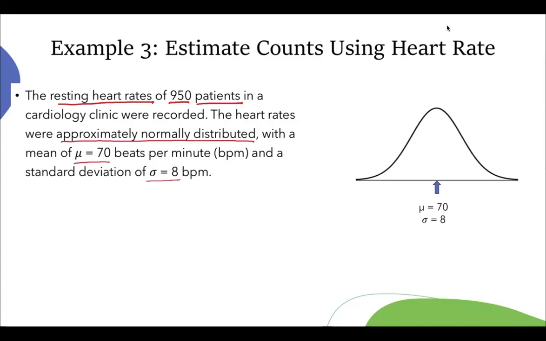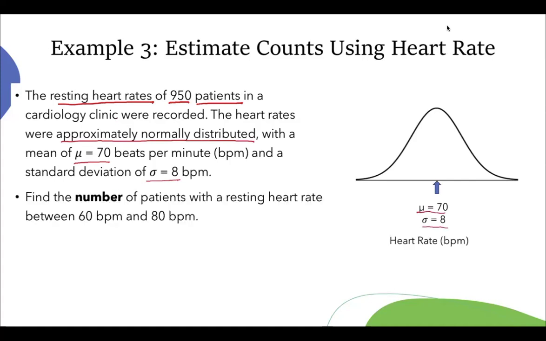In the center, we have 70 for the mean. Standard deviation is 8. Find the count, or find the number of patients with a resting heart rate between 60 and 80. It could say find the count, it could say find the number. It's all the same thing. You're finding first the proportion of the bell curve between 60 and 80, and then you multiply by the count.